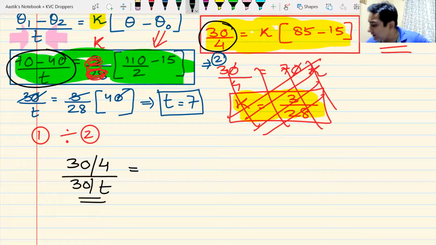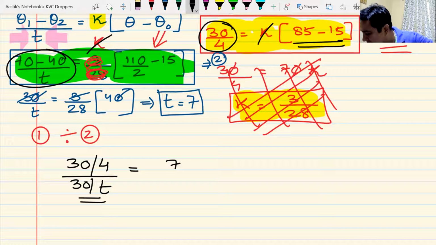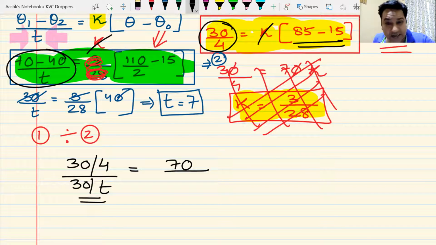Now I come to the right hand side. I have this k and this k will get cancelled. Do we understand this? So I don't have to worry about k. On the numerator, I will have 85 minus 15. And yes, my dear friend, it is 70 and not 60.